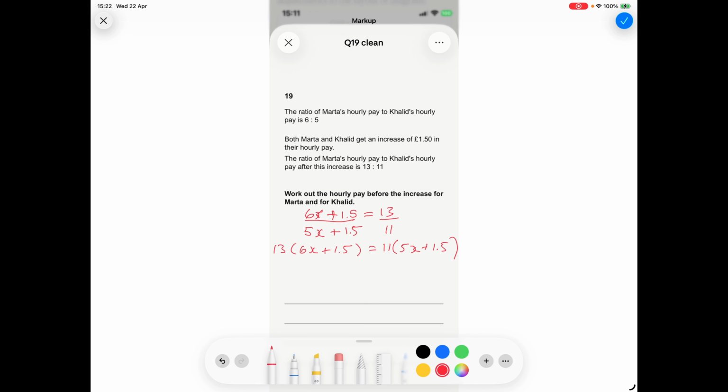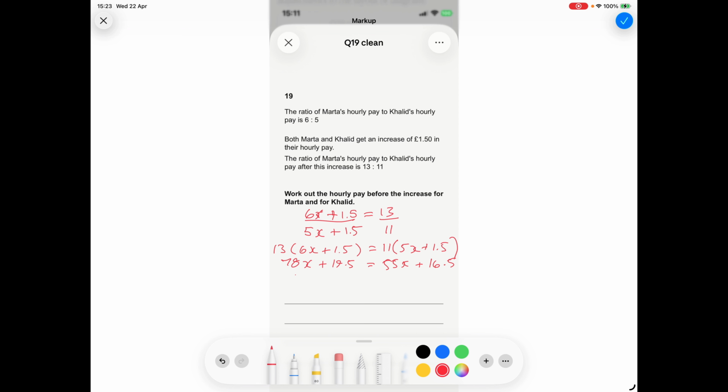But 13 times 6 is 78, so we've got 78x plus 13 times 1.5, which is 19.5. And then that's 55x plus 11 times 1.5, which is 16.5. Again, really obvious, but can I be bothered?